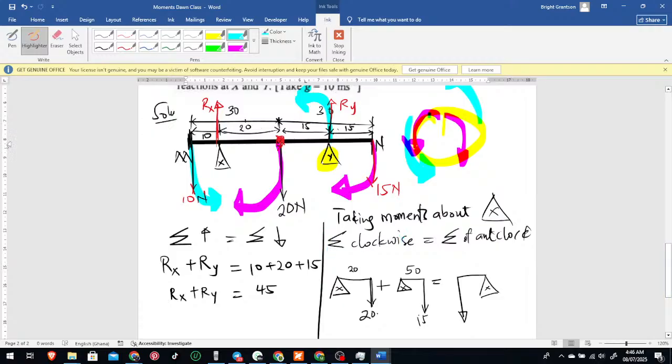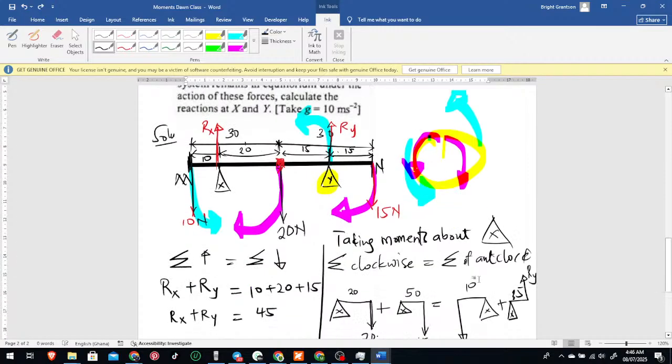So what's the distance between the 10 and the x? It is 10 meters. This is 10 newtons plus the x and the r sub y. The distance between 10 and the x and the r sub y, this is the x. So r sub y is 20 plus 15, which is 35. So 35. Okay, so at this level, please, any questions?